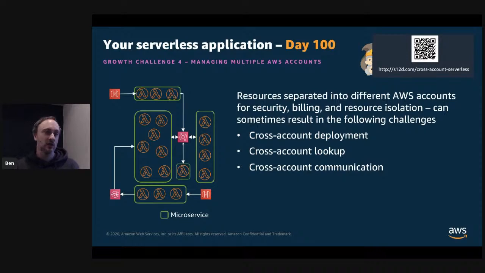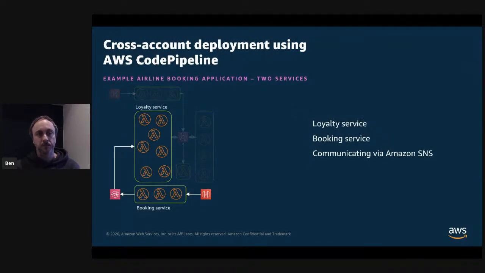So what do these challenges look like and how do we solve them? So first, let's take a fictitious airline booking app that consists of a number of different microservices. And we'll zoom in on the booking service and the loyalty point service. So these are communicating asynchronously using SNS. And the booking service needs to send notifications to the loyalty service when a booking's been made. And the loyalty service needs to then allocate the correct number of loyalty points to a user account and apply any reductions, so on and so forth.